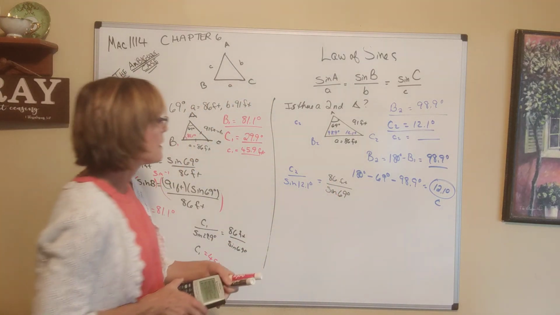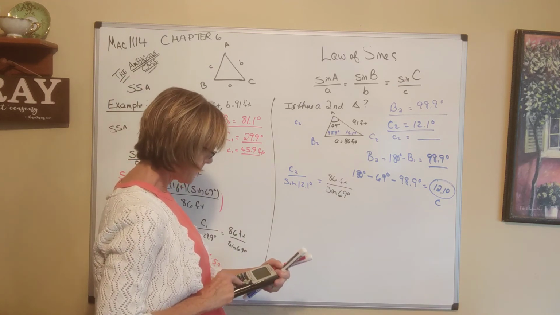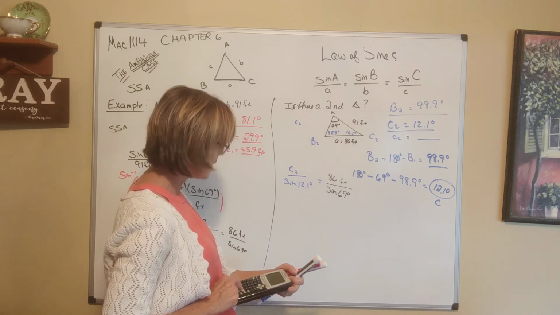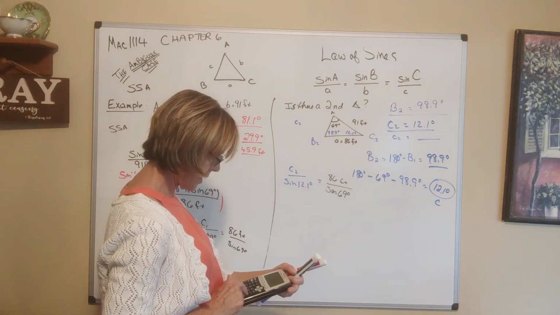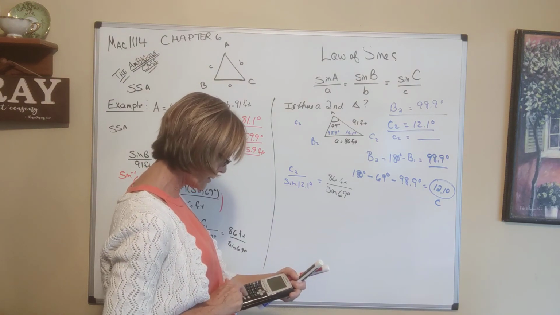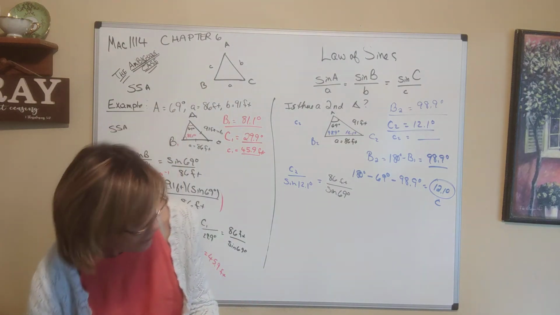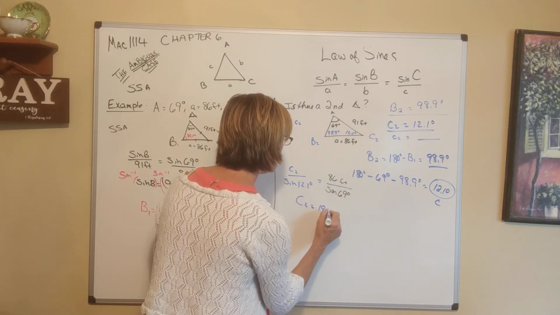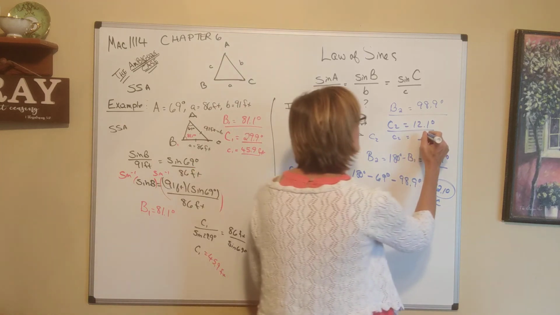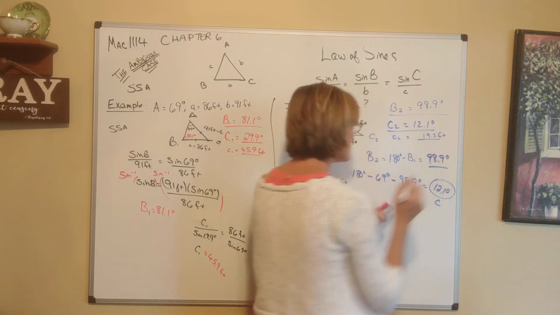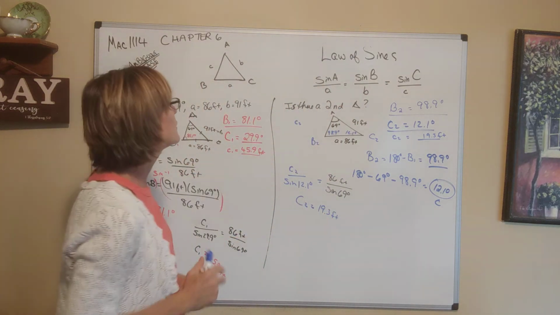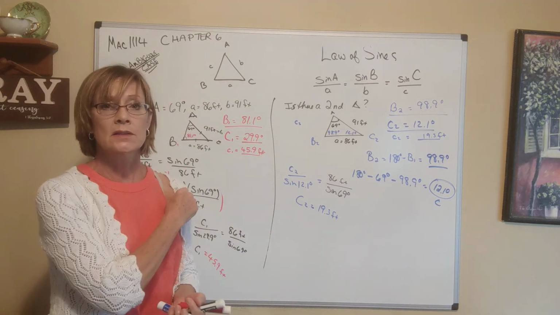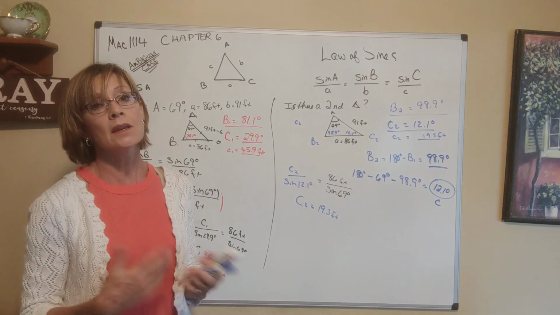So with my calculator, I'm going to say the sine of 12.1 times 86 divided by the sine of 69 degrees gives me 19.3. C2 is equal to 19.3 feet. So those are the things that can happen in the ambiguous case. 0 triangles exist. 2 triangles exist. And in the last video, 1 triangle exists. But you're obligated to check to see if there's more than one triangle.